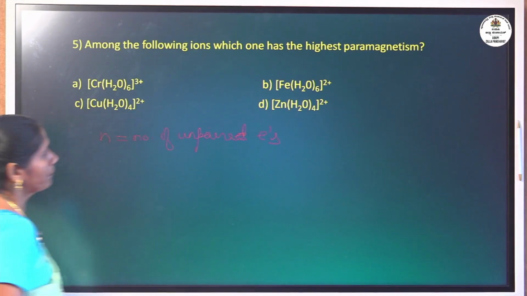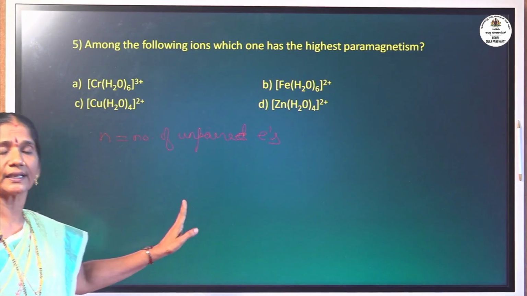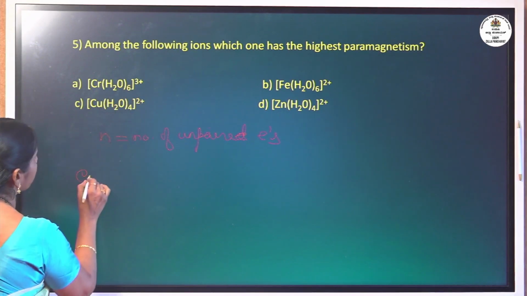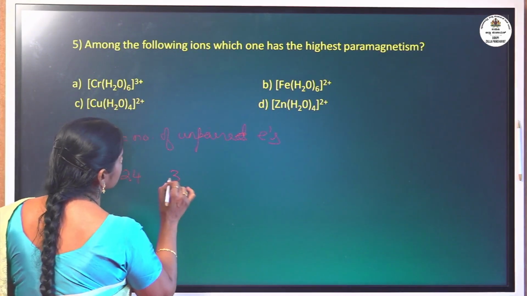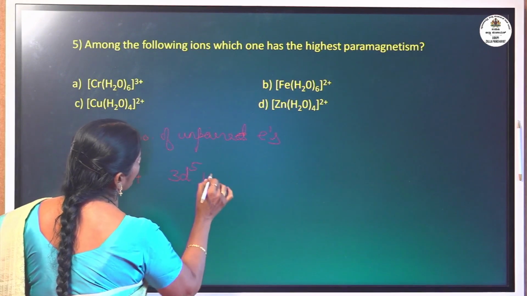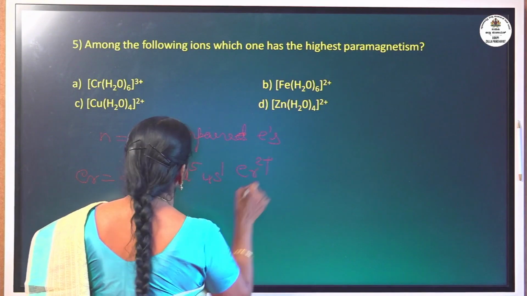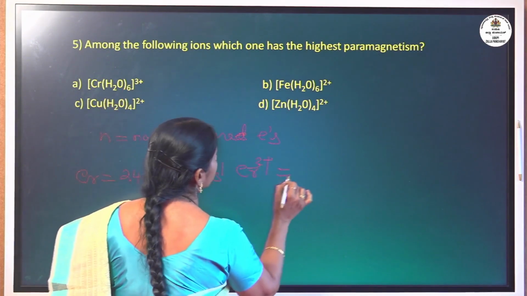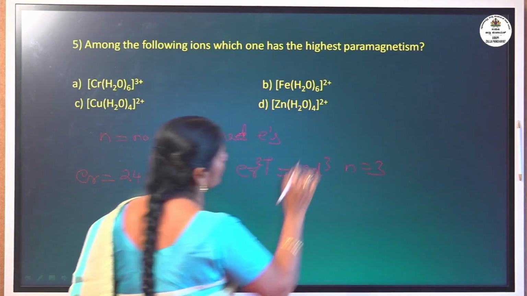Number of unpaired electrons. So in these metal atoms, in the ionic state, we will calculate the number of unpaired electrons first. Chromium is 3 plus, chromium is 24, it is 3d5 4s1. So Cr3+, if you consider, it will be 3d3, so n will be equal to 3.